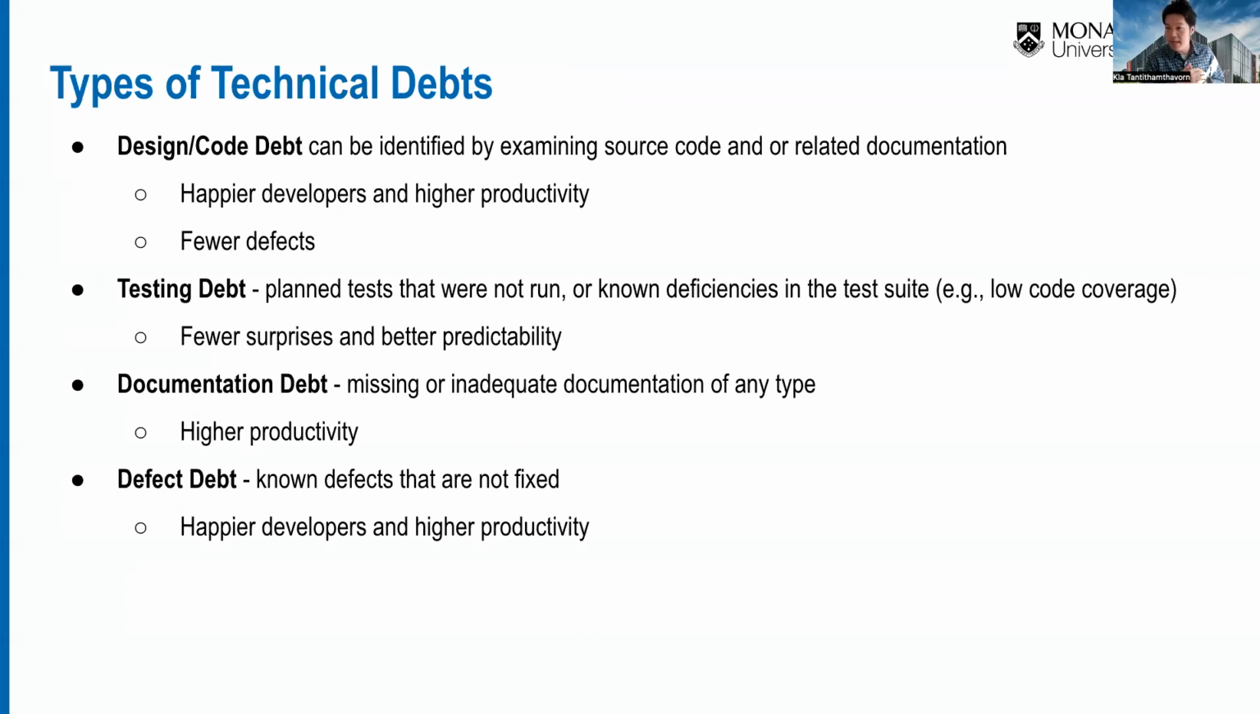For example, documentation debt. This is a new feature. This is a new algorithm. We already finished the implementation, but you skip the documentation. No one will understand. No one will know how this code works. What is the pseudo code? That kind of thing, right? No one will understand it at all.